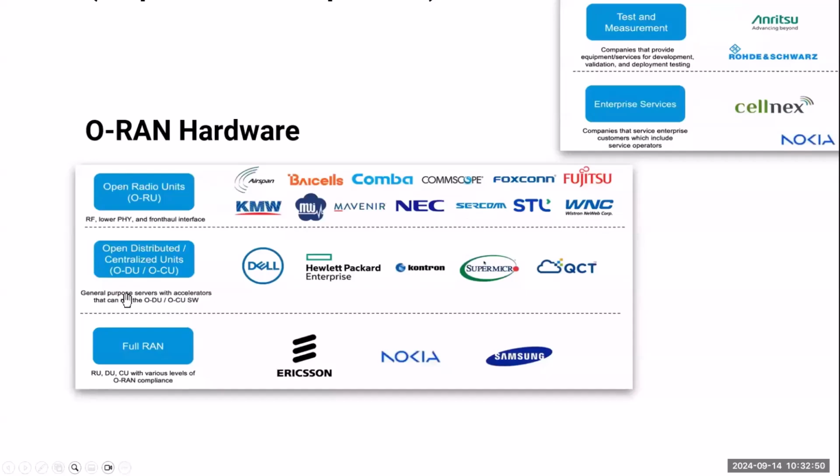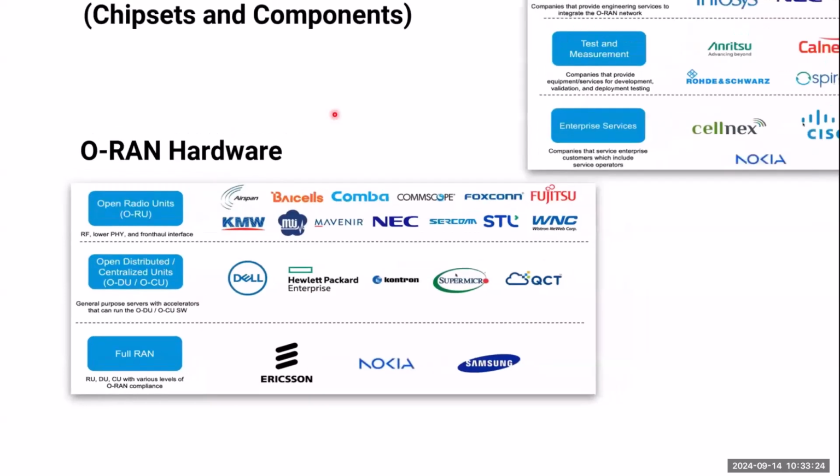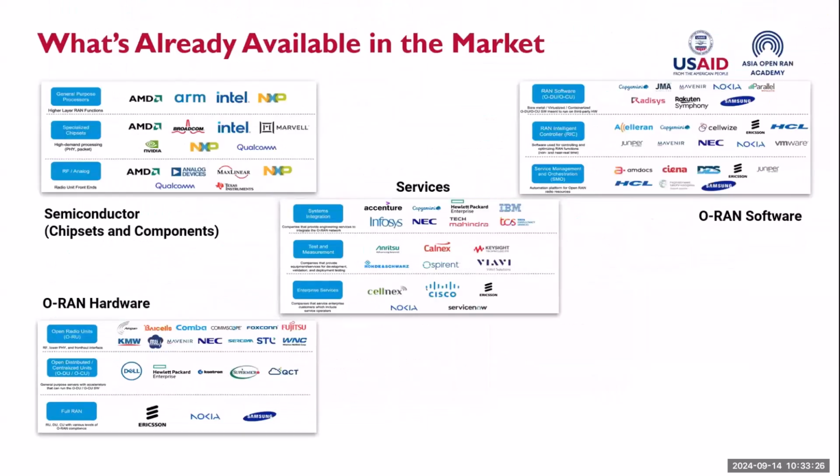For the DU naman, distributed unit or the O-CU, ito yung parang baseband natin, yung pinakita ni Nika last time. Andiyan sila Dell for the server, si Hewlett-Packard, si Quanta, Supermicro, and si QCT. And for the full RAN, we see also yung mga existing vendors like Ericsson, Nokia, and Samsung are going, for various levels of O-RAN compliance. Okay, like for example, the Nokia, they're starting to have this Open RAN baseband unit. Yeah, so yan naman yung atin sa O-RAN hardware.